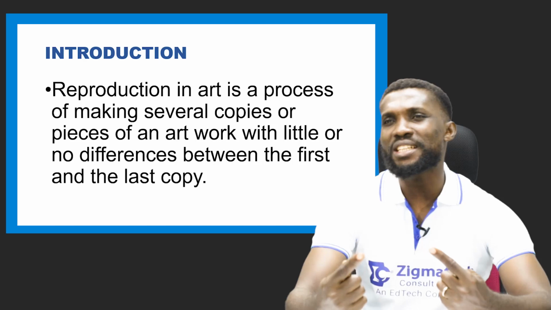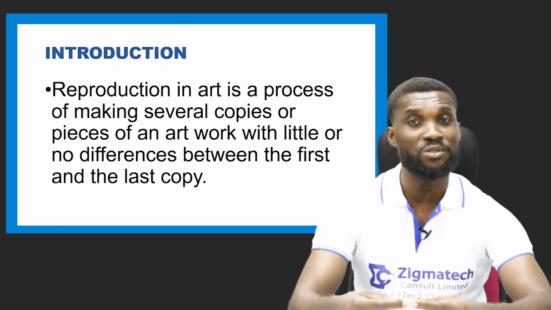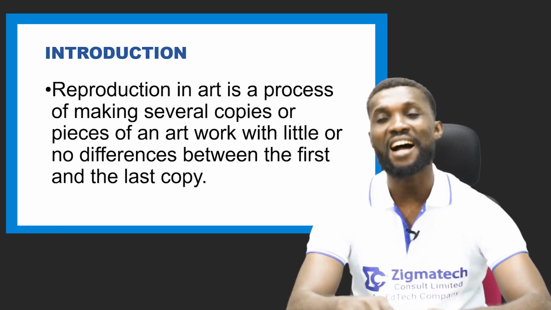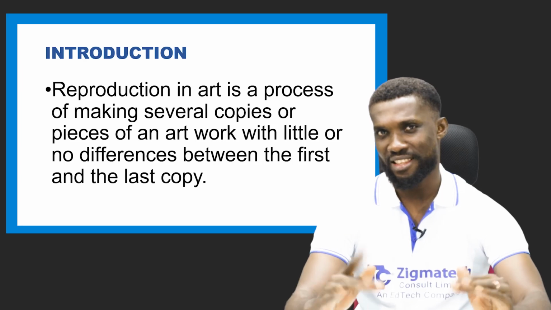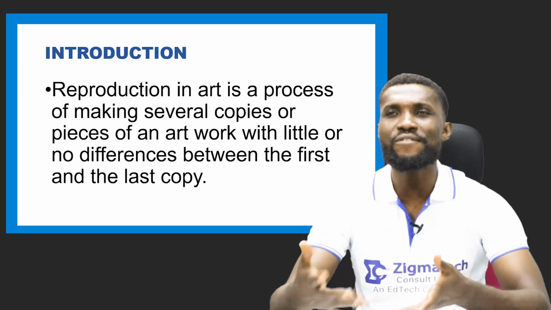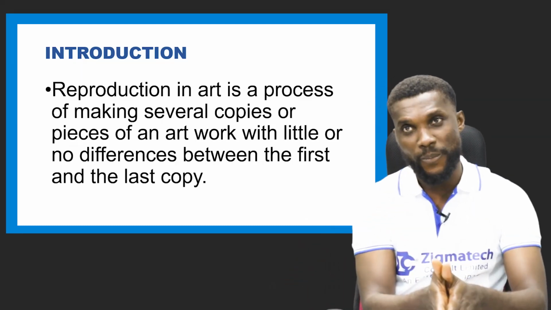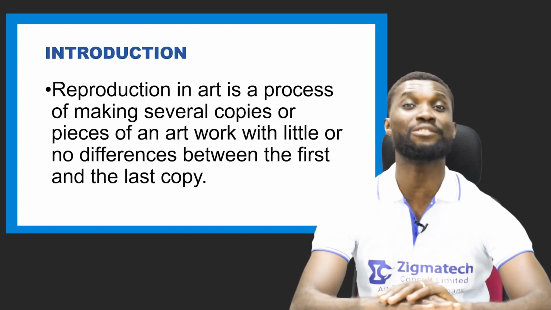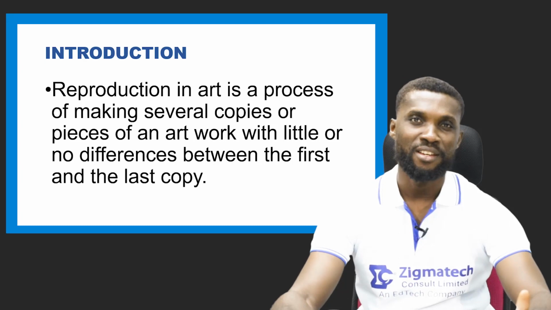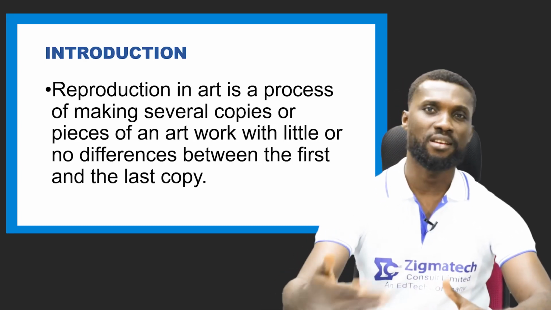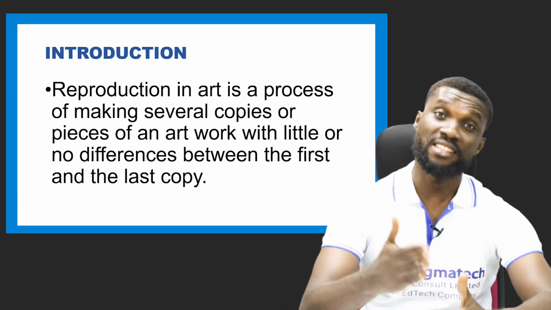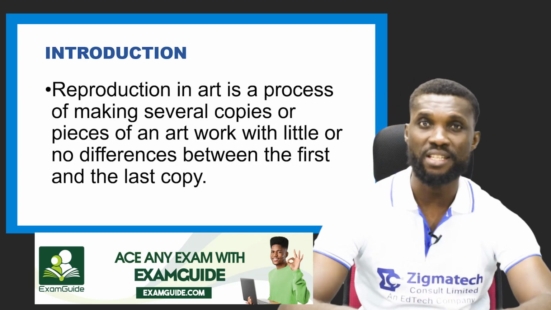Now, reproduction in art is a process of making several copies of an artwork with little or no difference between the first and the last copy. Did you understand that? Let me say it again. Reproduction in art is simply the process of making several copies of an artwork with little or no difference between the first and the last copy. So if I want to reproduce my art, how do I reproduce it? These are the processes we're going to look at in today's class.